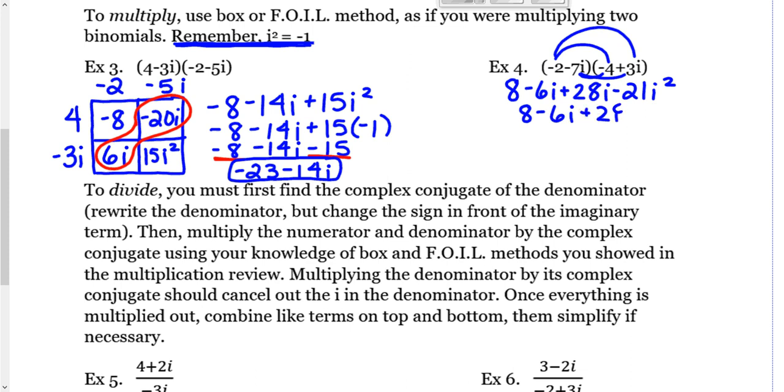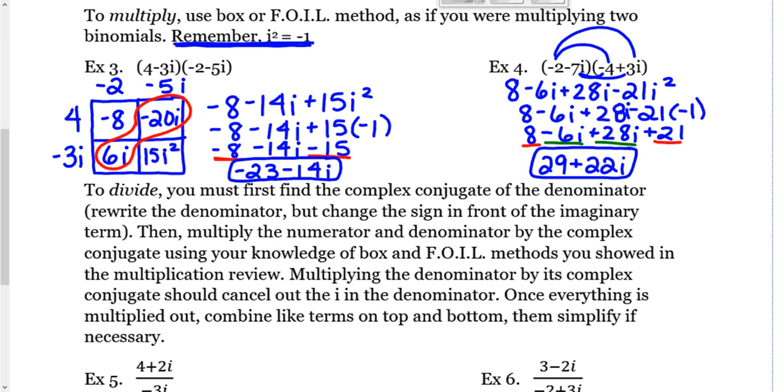We know that i squared cannot stick around, just like the kids outside my door. So we have to change i squared to negative 1. Negative 21 times negative 1 is positive 21. Then we just have a big jumble of common terms. You have 8 and 21. You got negative 6i and positive 28i. So 8 plus 21, I'm sorry, is 29. Negative 6i plus 28i is positive 22i.